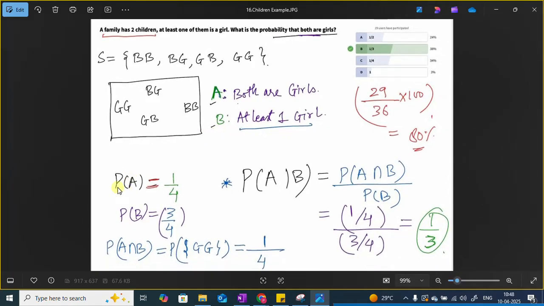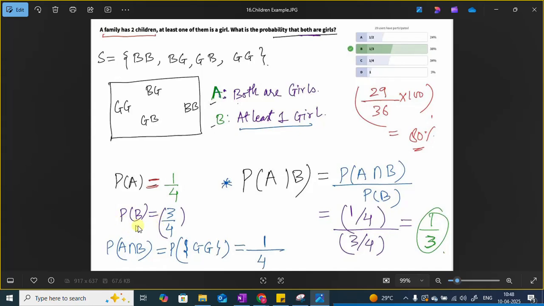Now try to find out the probability of A. What is A? I have defined it as both are girl. What is the probability that both are girl? I told you we have a total of four possibilities in this combination. Out of these four, in how many ways are only two girls present? Only one. So one by four is the probability. Out of four, only one possibility is there where both girls will come. Here there is one by four.